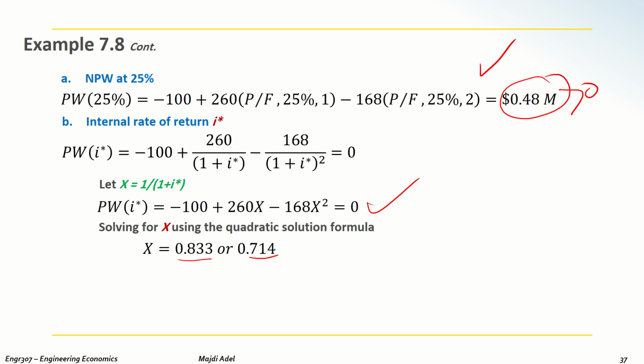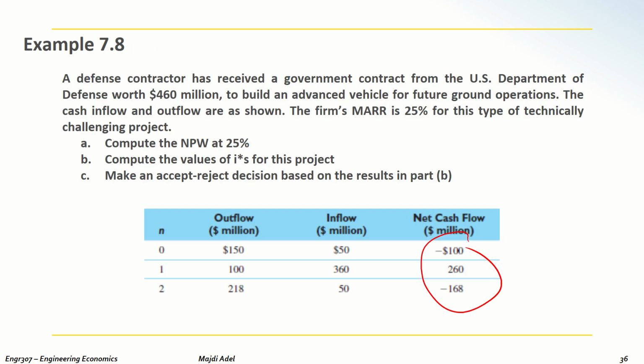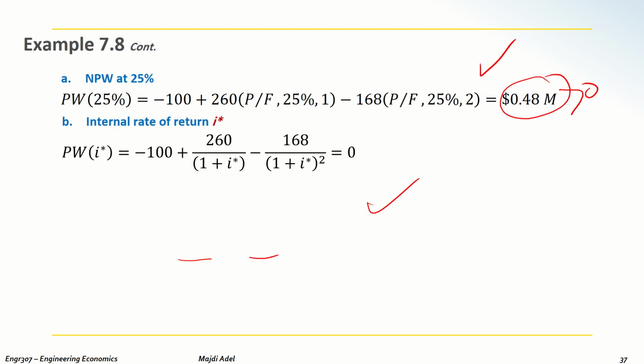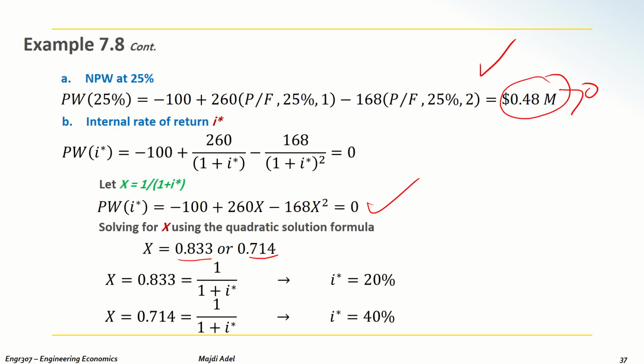And if we go back, this project is a non-simple project because it changes its sign 2 times. Since the sign changes 2 times, we expect 2 rates of return, and this is what we have got. It is a non-simple project and the sign changes twice, so we expect to have 2 rates of return, and this is what we got, the 20% and the 40%.